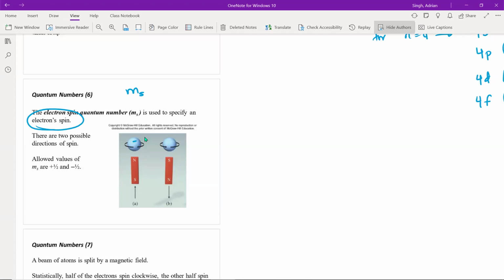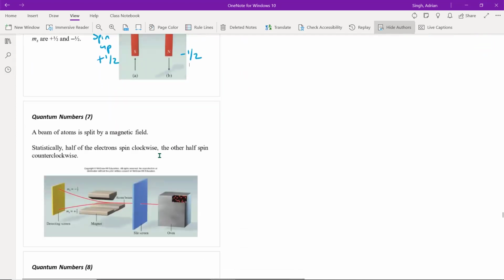And that magnetic field can be pointing either up. Okay, so we say spin up, where the north is at the top and the south is at the bottom. Or the magnetic field can be pointing down, in which case we call it spin down. Okay, so spin up, we designate that as a +1/2. If it's spinning down, we designate it as a -1/2. Okay, and that results from the charged electron spinning, generating that magnetic field.